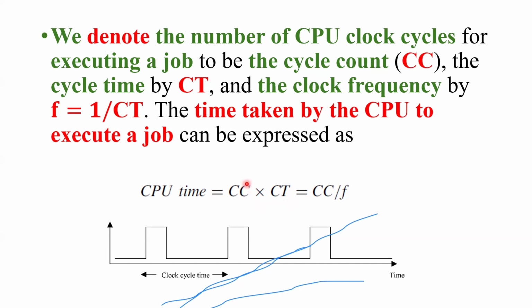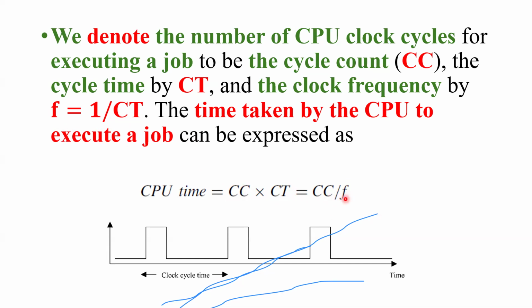We can also refer to it as CC over F. That means we are replacing CT with 1 over F, because CT goes to one side and F comes down to the other; we've done a change of subject. So now we have CT here and 1 over F here. I can replace CT by 1 over F. That is why I can either write it as CC times CT or CC over F.